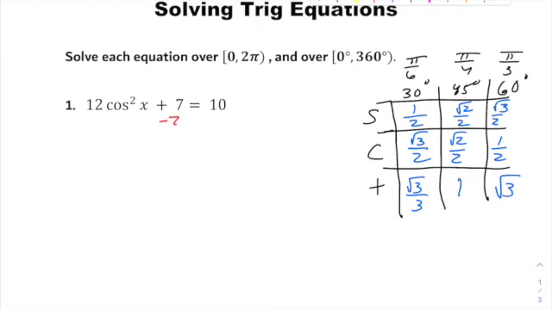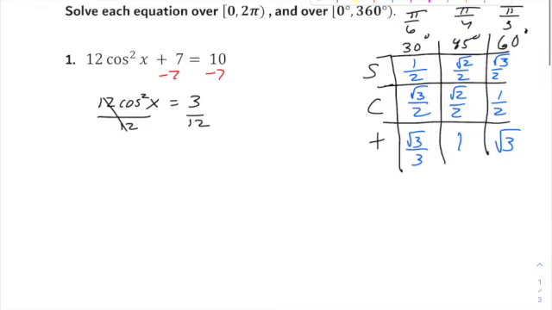So I'm going to subtract 7, right? I'm going to get this cosine completely isolated. 10 minus 7 is 3. Divide that by 12. Completely isolate that, just like if you were solving an x squared equation. It's just cosine squared in this case. So that's 3/12, which reduces to 1/4.